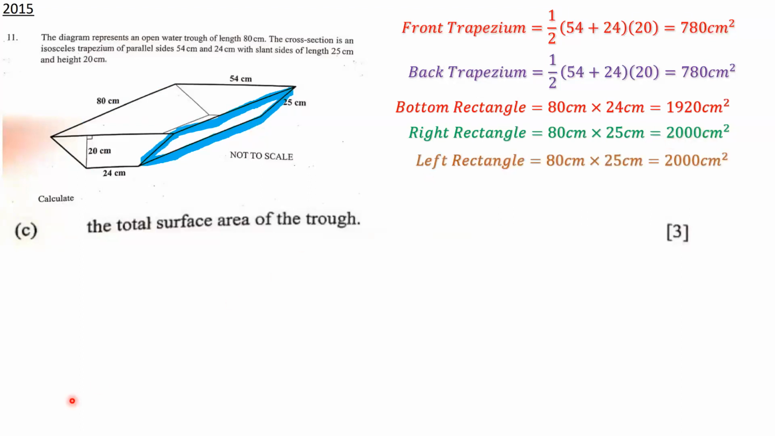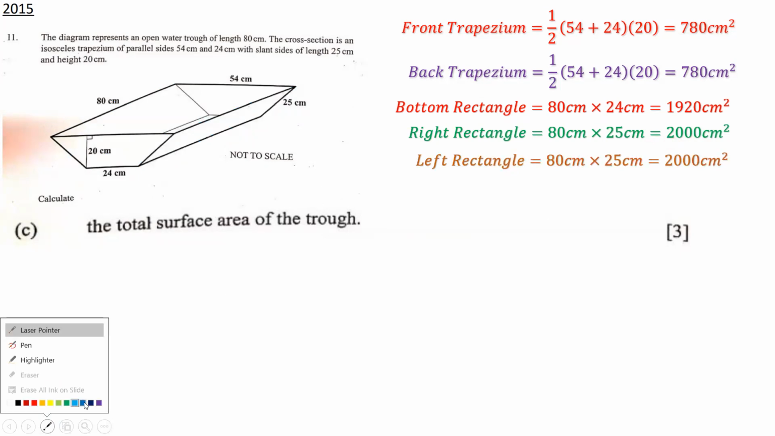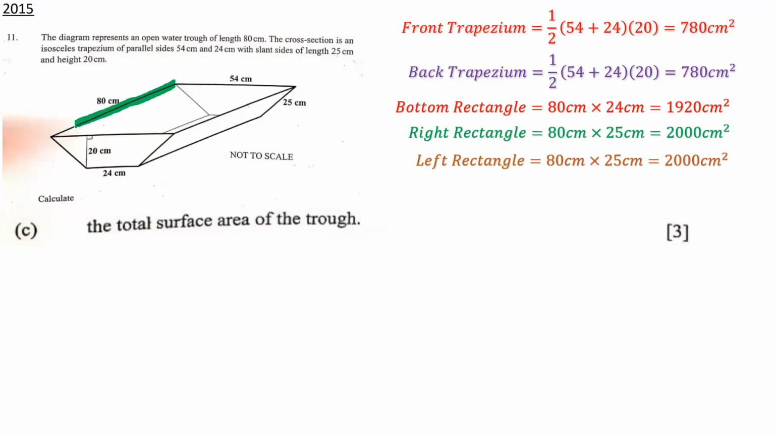Now, let's do the area of the rectangle that's on the left. All right, so let's do that one. So that's going to be this one. The length is definitely 80 centimeters, and the width is also 25 centimeters. So it's going to be 80 centimeters multiplied by 25 centimeters, which is also 2,000 centimeters squared.